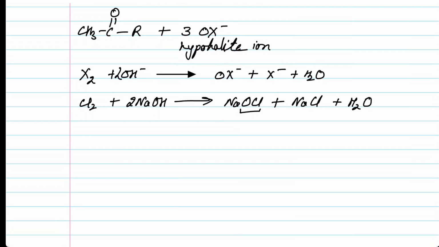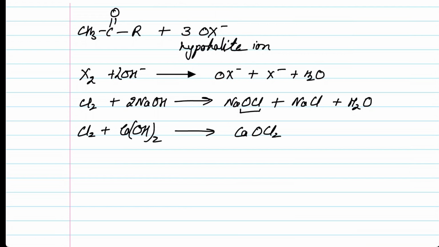Here it's not a compulsion that we have to use NaOH. We could use Na2CO3. We could use something like Cl2 along with Ca(OH)2. Now, when Cl2 reacts with Ca(OH)2, then in that case it forms CaOCl2.